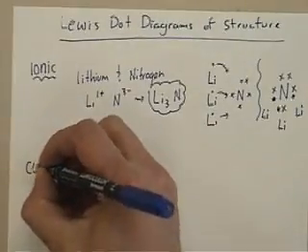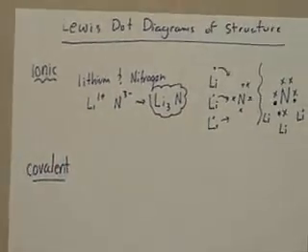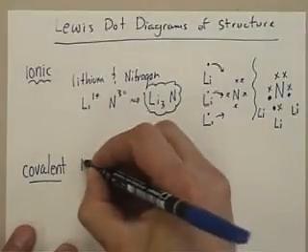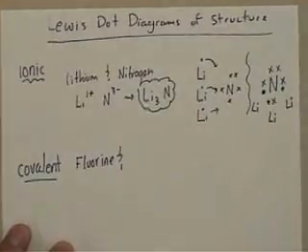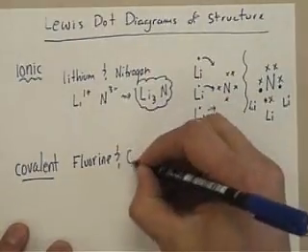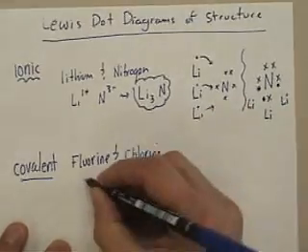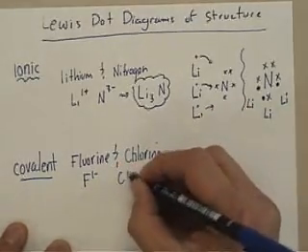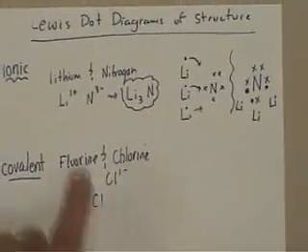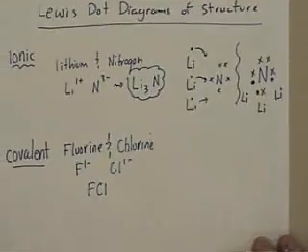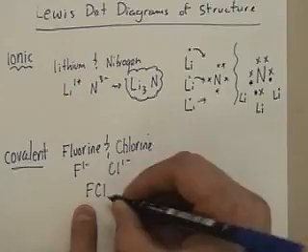Let's do a covalent. For covalent, I'm going to use fluorine and I'm going to use chlorine. Fluorine is 1 minus, chlorine is 1 minus. They crisscross out to be FCl. I specifically am doing easy ones of these because you don't really need to go too terribly difficult into them. I only need 1 fluorine and 1 chlorine.